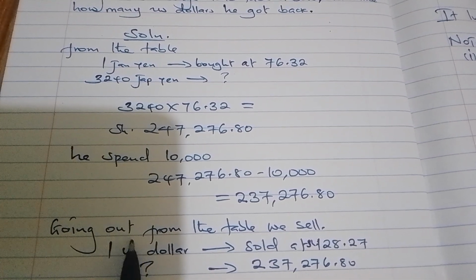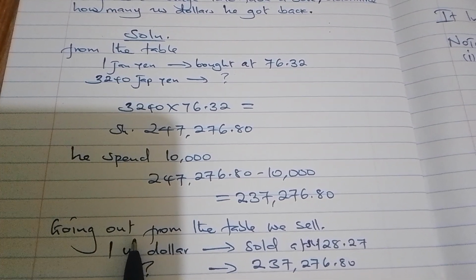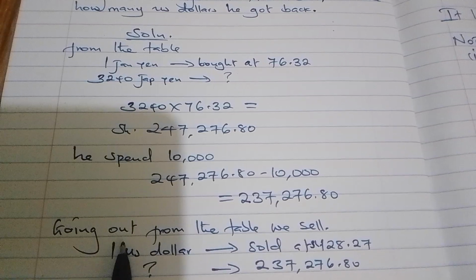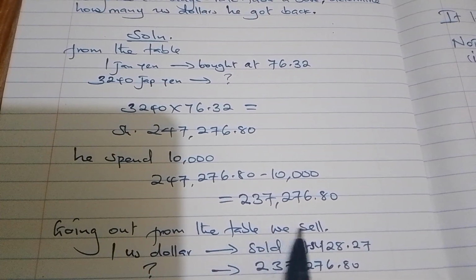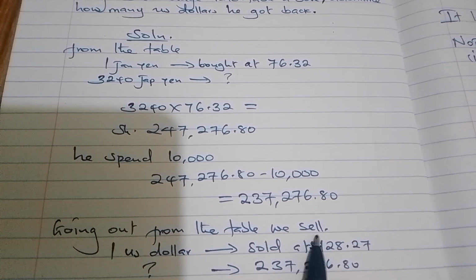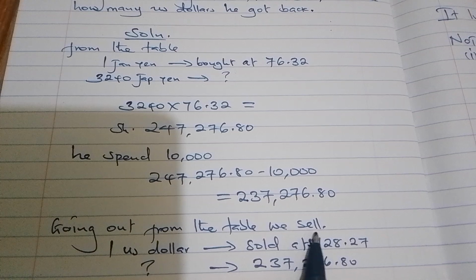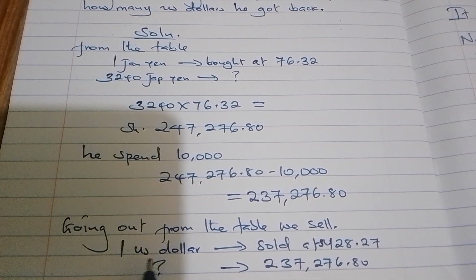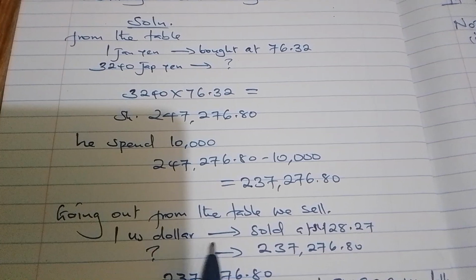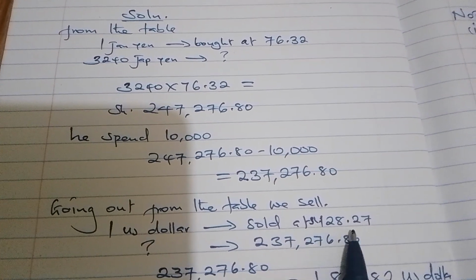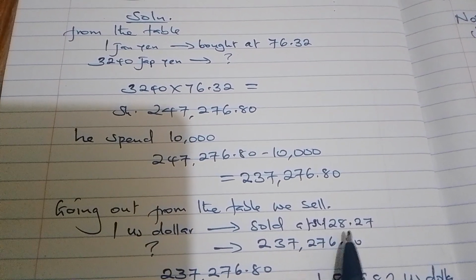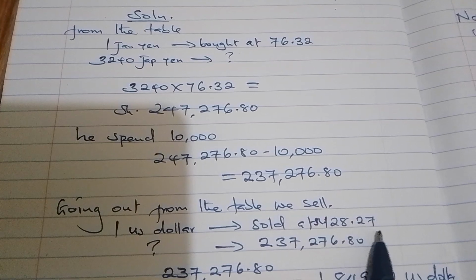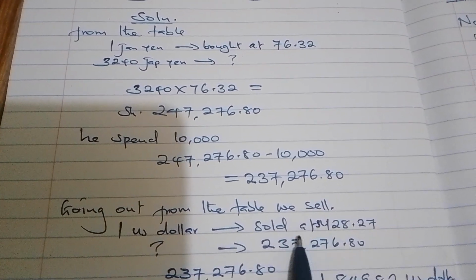Then the question says he's going out. Going to where? Going to the United States. From the table, we are supposed to do what? We are supposed to sell. What are we selling? The United States dollar. One United States dollar is sold at 128.27 shillings. We are going to sell it.